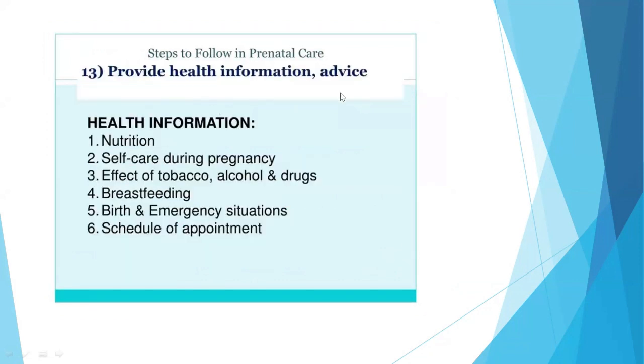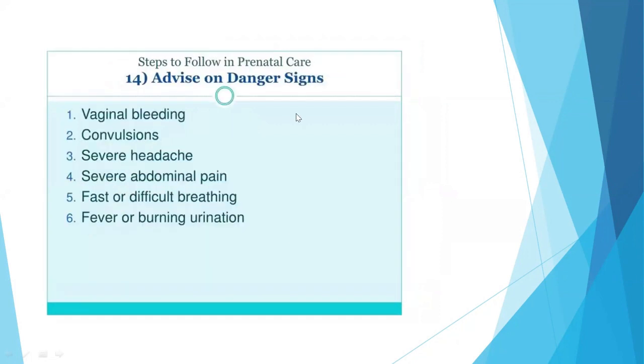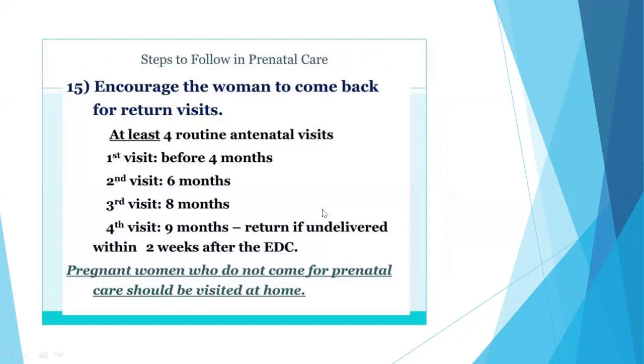We need to provide health information or advice for nutrition, self-care during pregnancy, effect of tobacco, alcohol, and drugs, breastfeeding, birth and emergency situation, and schedule of appointment. Then we need to advise on danger signs: vaginal bleeding, convulsions, severe headache, severe abdominal pain, fast or difficult breathing, fever, or burning urination. We need to encourage the women to come back for return visits.